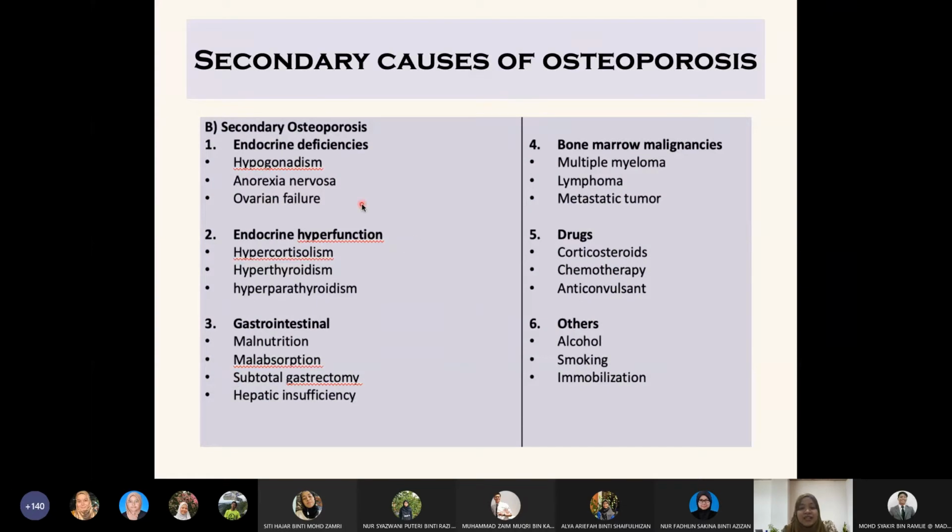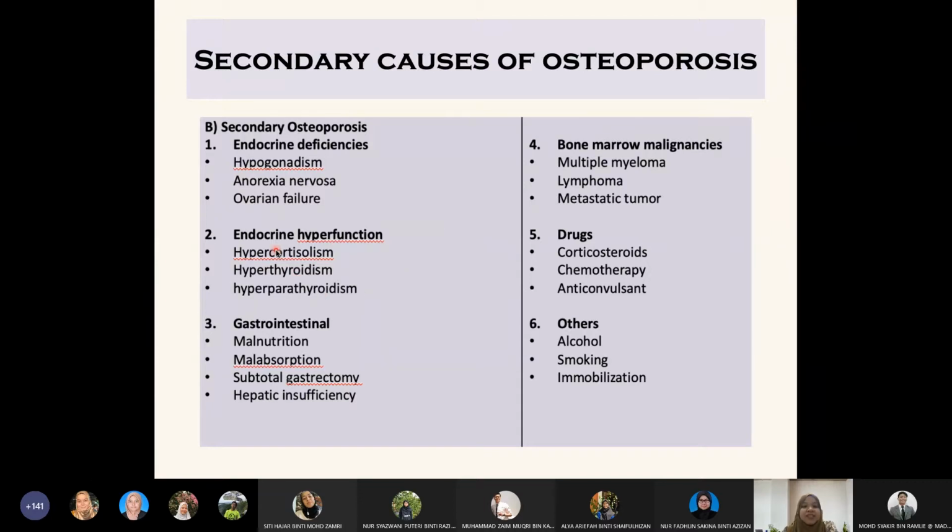Okay, just now were the risk factors for osteoporosis, and now I would like to tell you about the secondary causes of osteoporosis. So I know you have not learned all this, but I will try to give a brief explanation. So if the patient has insufficient hormones, in endocrine deficiency like hypogonadism or ovarian failure, they can have low testosterone, they can have low estrogen. This will also contribute to osteoporosis formation.